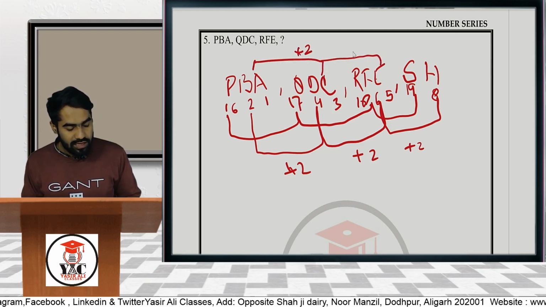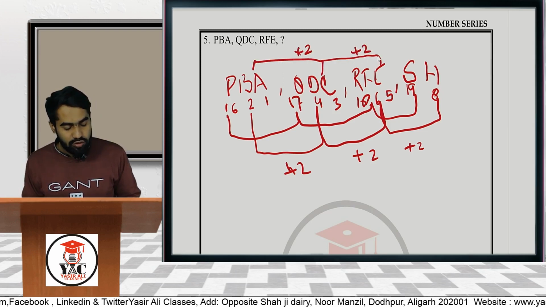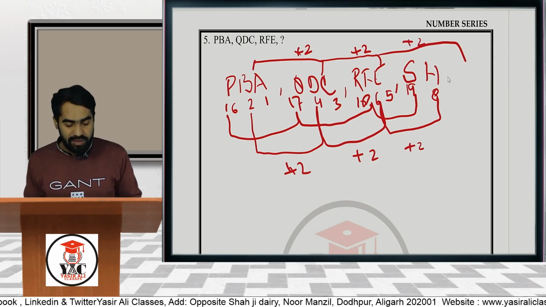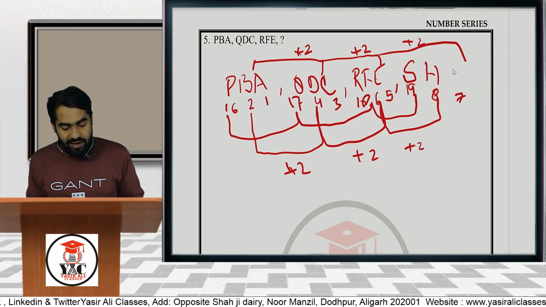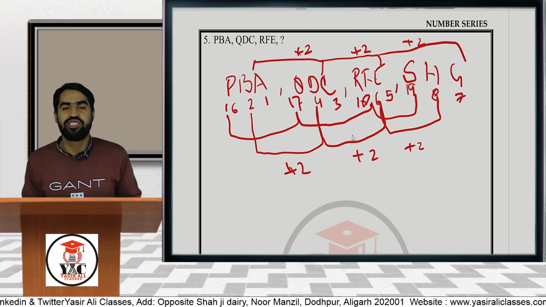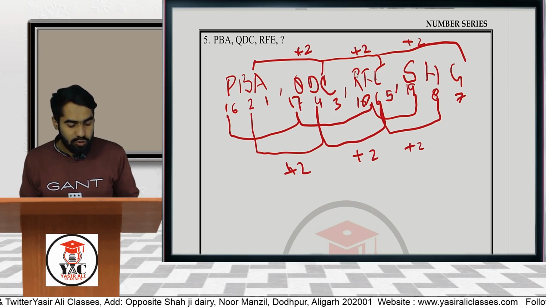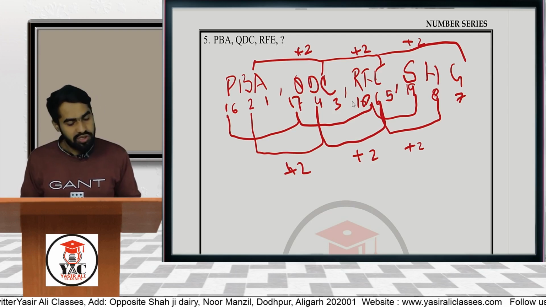C to E, 3 to 5, again +2. What should be the next? How much should we add? Again it should be +2. 5 + 2 should be 7, and what comes on 7? That is G. So our answer should be, the next letter series group is SHG.